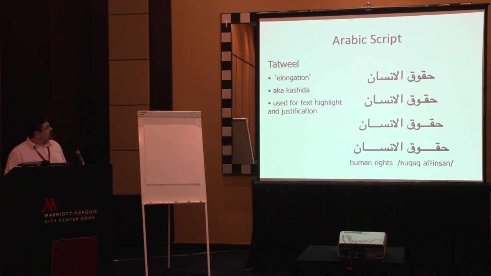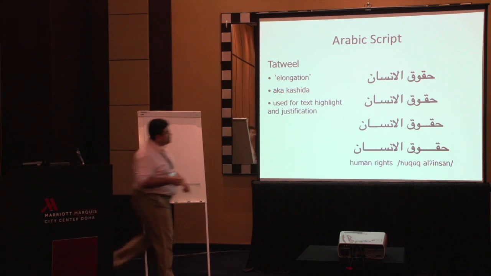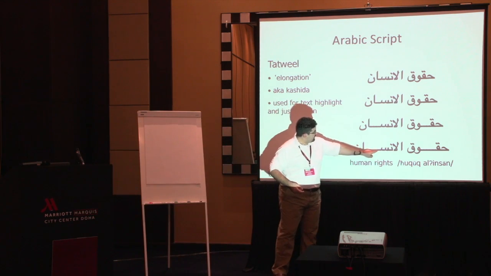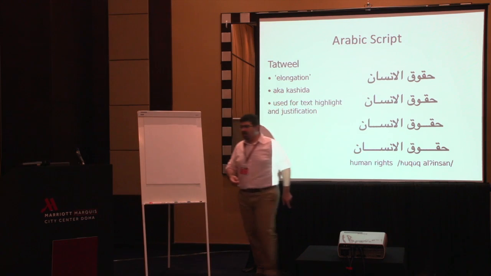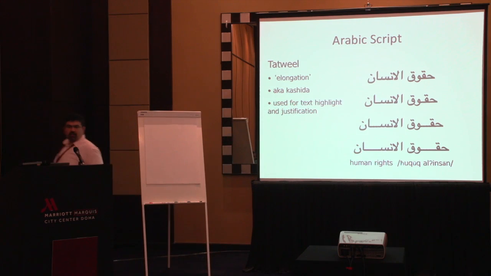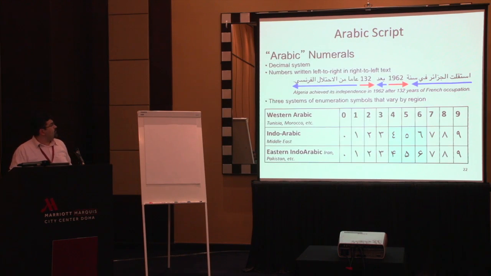Another thing, if you're doing basic processing of Arabic, you should be aware of is something called tatwil or kashida, which is the elongation symbol. It's basically this stuff here. So these are actually internally multiple characters that are added, that are used for text justification purposes, and nothing more.